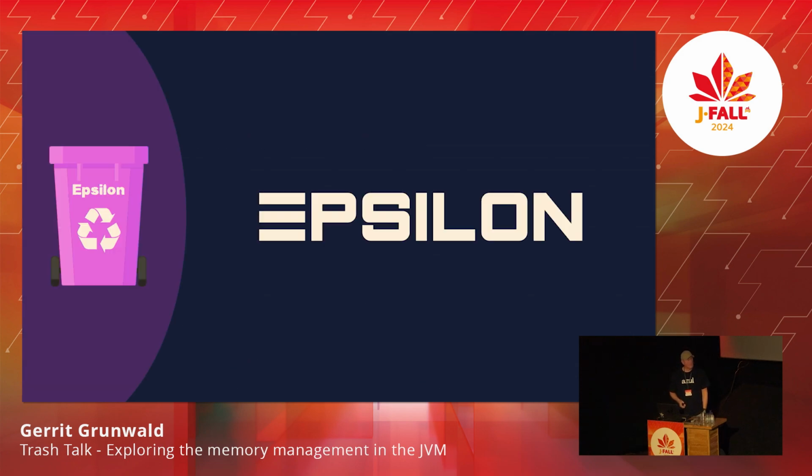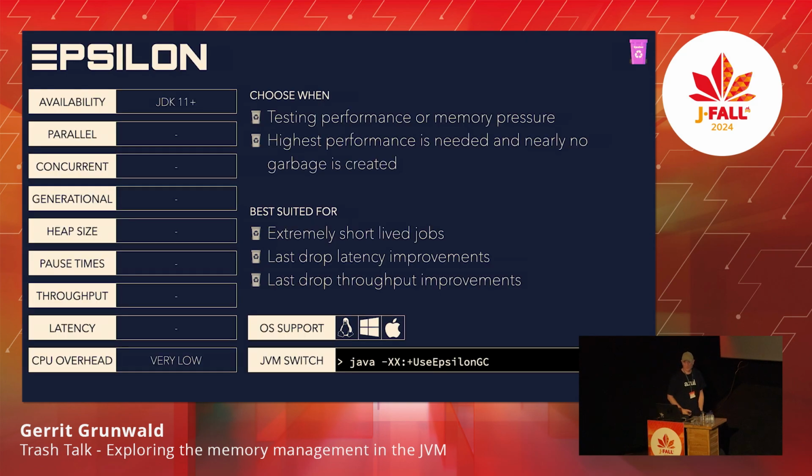Okay, that leads me to the next one, which is this one. Who knows Epsilon? Yeah, because this is the non-collector collector, which sounds weird, right? It's a garbage collector that is no garbage collector. So why would you use something like that? The idea is, if you have a small service and you know exactly how much memory it uses at runtime, why use garbage collection? Because you don't need to, right? So this is the fastest thing you can use, but it's also the most problematic because it's so hard to predict how much memory you really need at runtime.